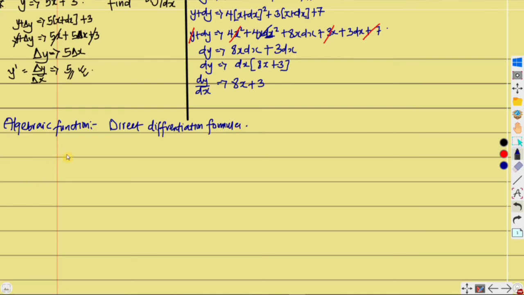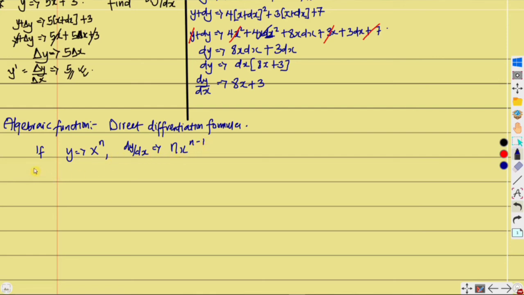The first one is if y is equal to x to the power of n, then dy/dx, these are elementary differentiation, remember, is the same thing as nx raised to power n minus 1. That is the first one, which is very important.